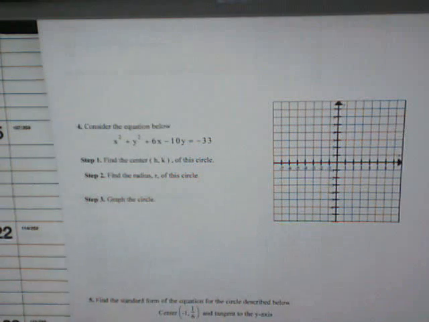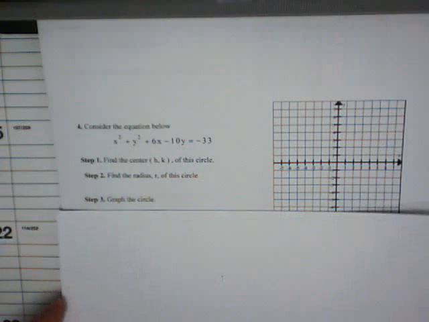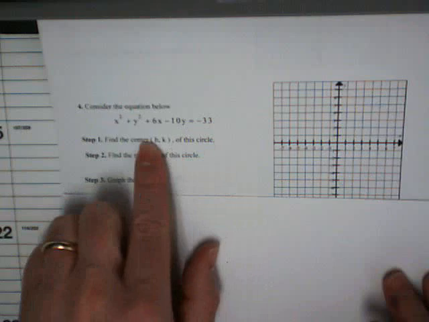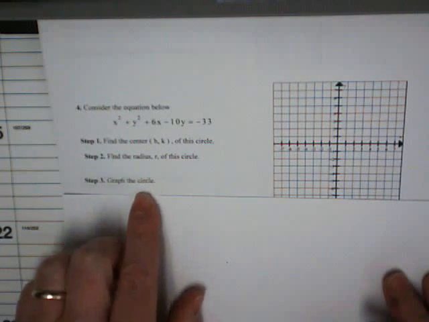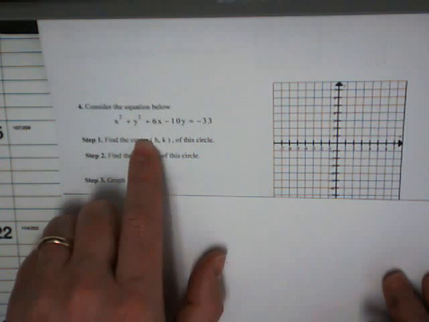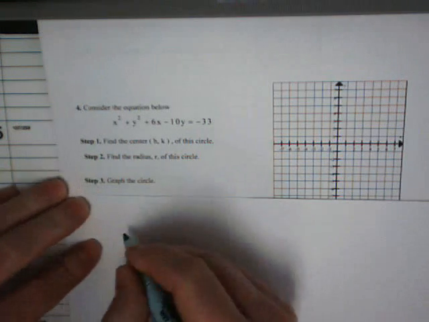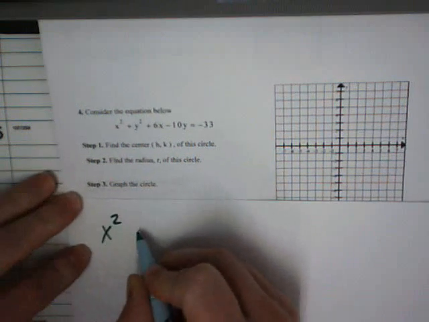Alright, we're still doing our final exam review, and we're going to look at number 4 this time. Number 4 says consider this equation, and we want to find the center, find the radius, and graph it. But this is not in standard form, so we need to make it in standard form by completing the square.